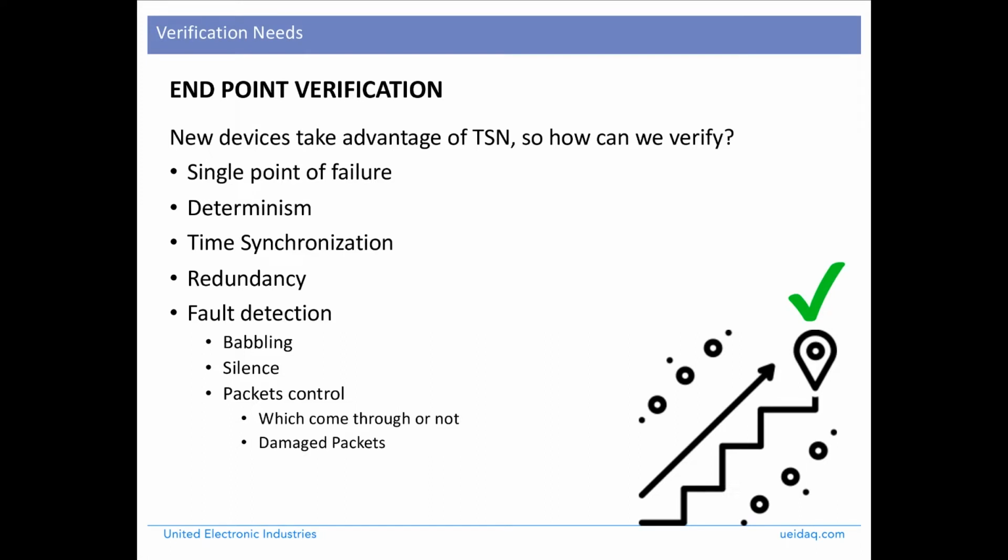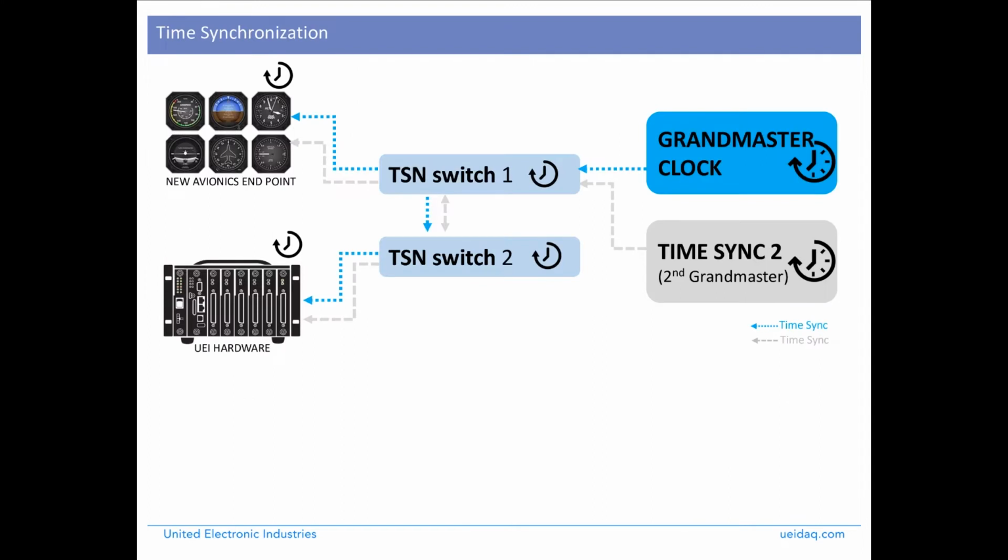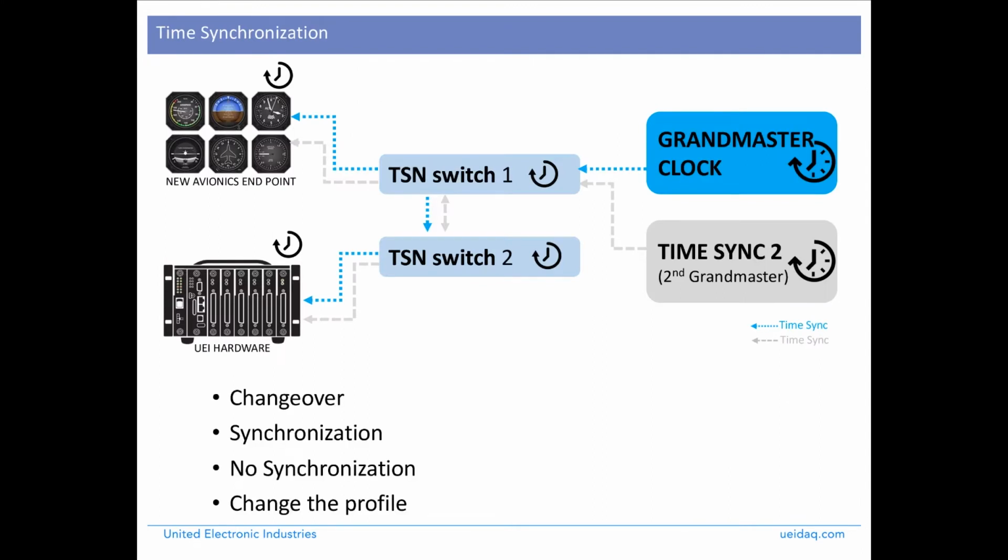In avionics, there cannot be a single point of failure, so we need to test all the failure modes we can. The determinism, the time synchronization, the redundancy. It really comes down to the packets. What happens when there is babbling or silence? What happens when there are unexpected packets or damaged packets? If we take a look at time synchronization, for instance, what happens when there's a changeover, when one of the grandmaster clocks is disconnected or not getting a signal?